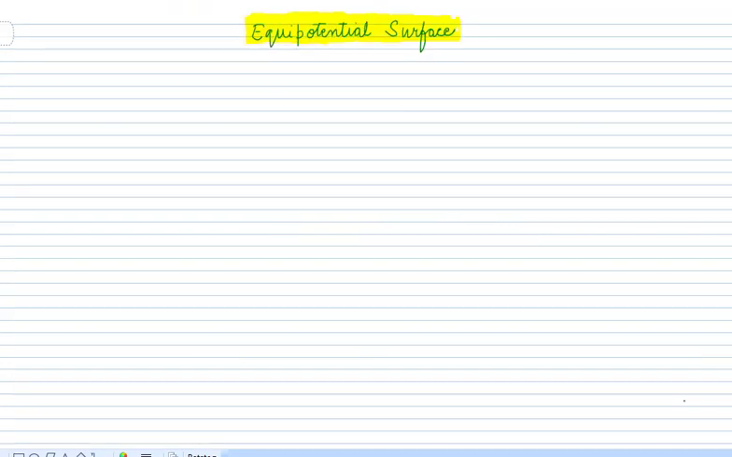Equipotential surface. Surface with equal potential.